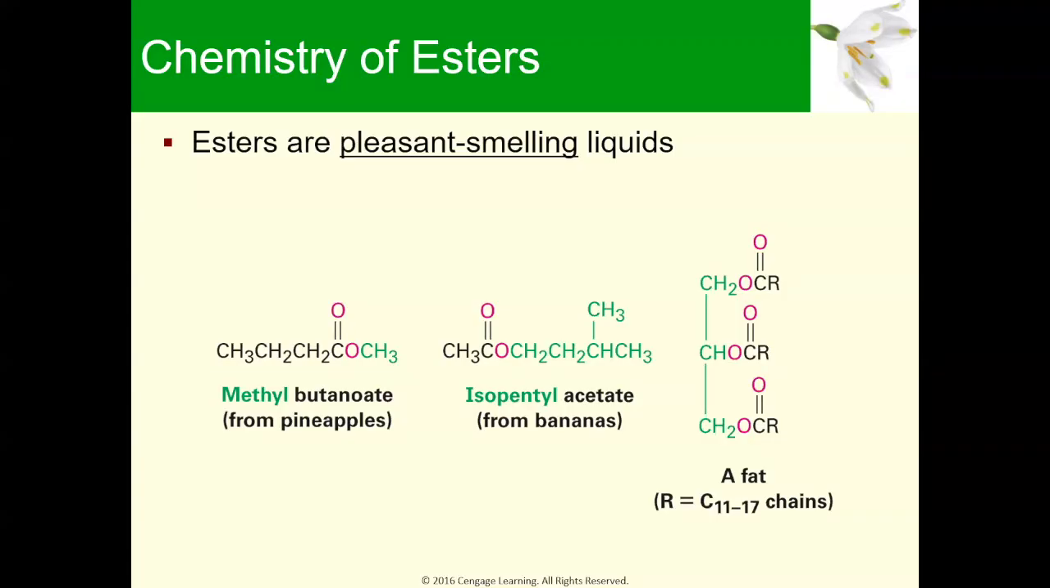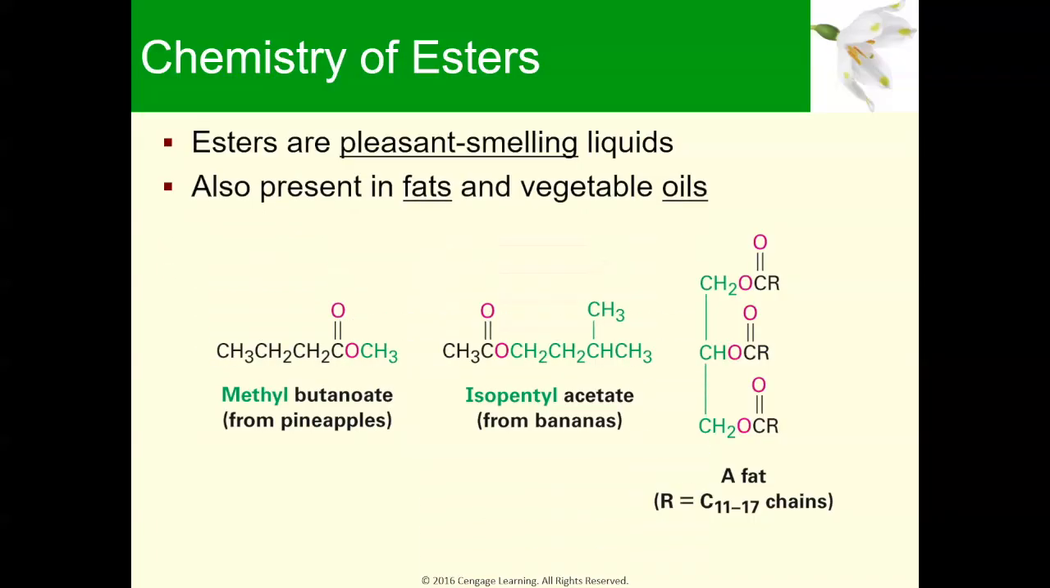We're focusing on esters today. One of the characteristic things about esters is that they typically, it's hard to say absolutely, but they typically are pleasant smelling liquids, used in perfumes and to make things smell better in general, in any sort of commercial product. But they are also present in fats and vegetable oils. So you can see some examples here.